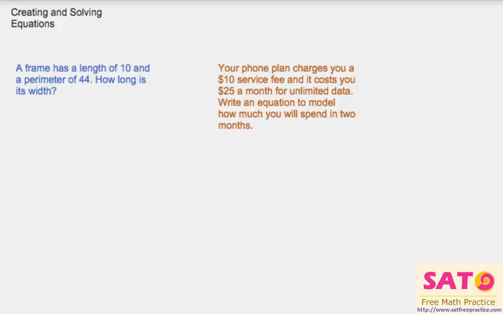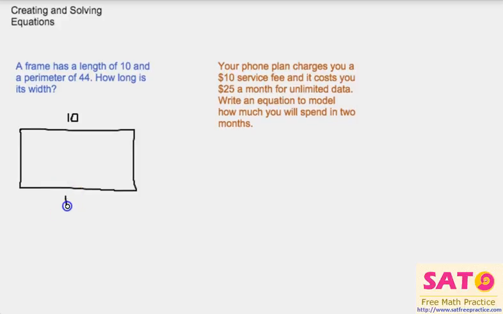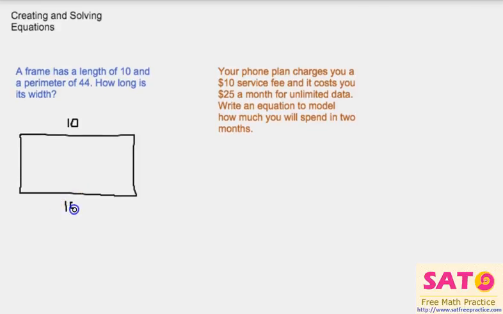So let's draw this out for a better visual. It's a standard rectangle box, and we know its length is 10. So if the length is 10, it doesn't really matter which one's the length or the width, but let's say the length was this one. And since it's a rectangle, if one side is the length, the opposite side is also the length. Now that we know this, we also know that the perimeter is 44. And that's all the information we're given.